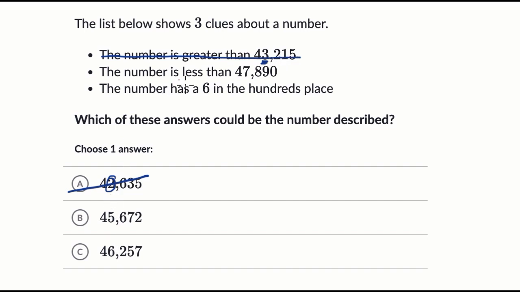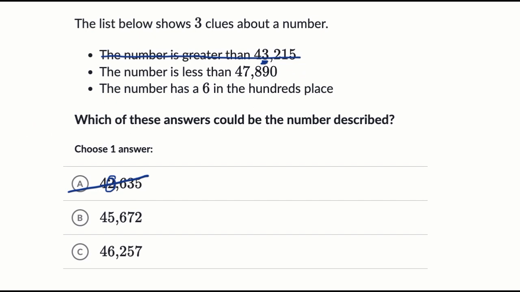So second clue, the number is less than 47,890. Well, both of these, this is 45,000 and something. This is 46,000 and something. So they're both less than 47,000 and something. So this isn't really helping us that much.